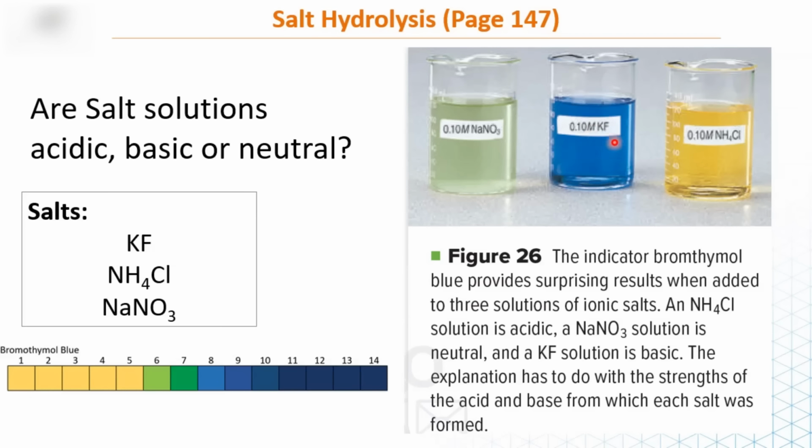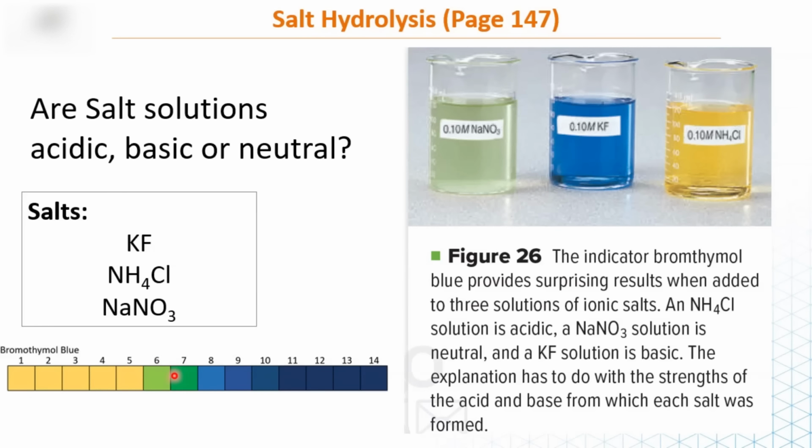So KF has a blue color. So let's go to the blue. Blue means the pH is bigger than 7, so it's basic. Okay? So this salt actually is basic. NH4Cl, this one here on the right, it's yellow, so it's acidic. The pH is below 7. What about NaNO3? It's green, so it's almost neutral.